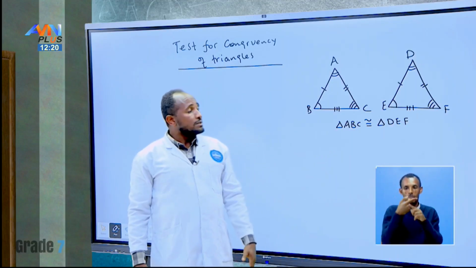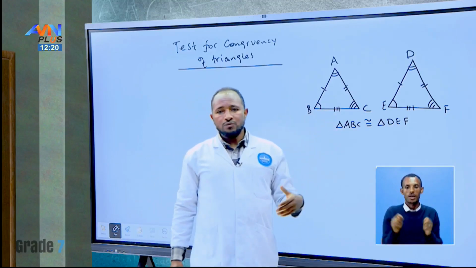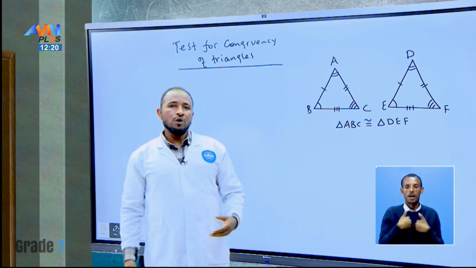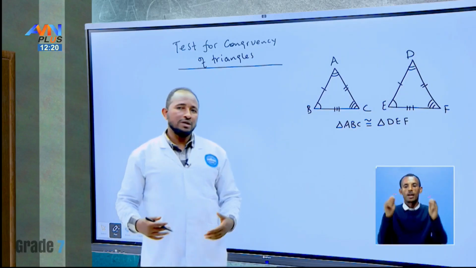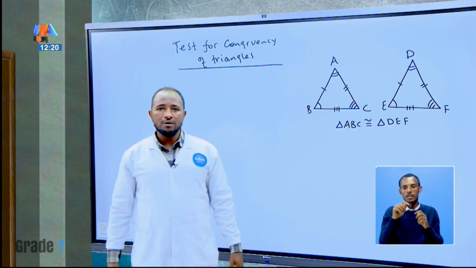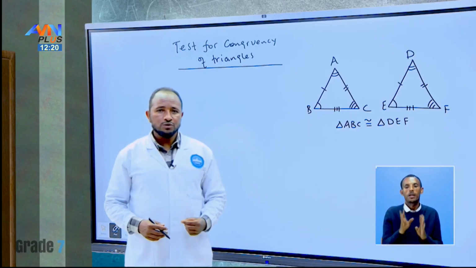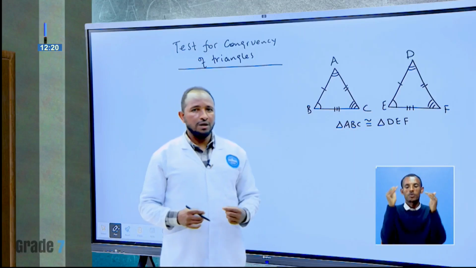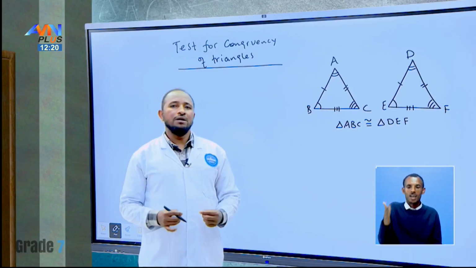But in this section, in order to say the two triangles are congruent, we have a test. If you know 3 parts of the two triangles, using the test, we can judge whether the triangles are congruent or not. So let's proceed to the first congruency test, which is side congruency test.